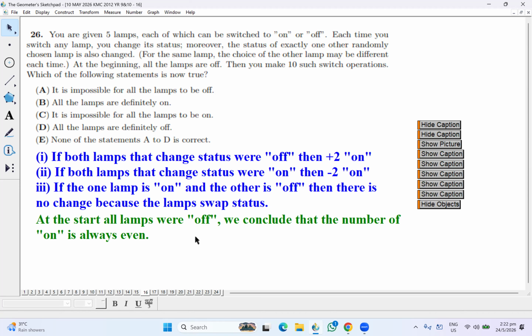Suppose you switch 2 lamps, off become on. And then you switch another 2 off and they become on. So it becomes 4 on. Okay? And then you now have 1 off and 1 on. You may switch 2 on and then it becomes less again. Or you may switch 1 off, 1 on, and no change.